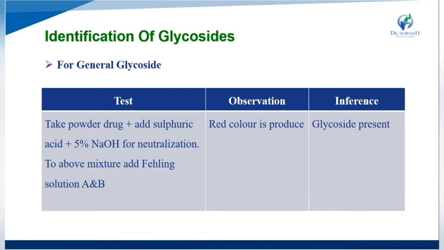After this, the mixture is added to Fehling solution A and B. In the observation, a red color is produced in the mixture after addition of Fehling solution A and B. This indicates that glycoside is present in the powdered crude drug.